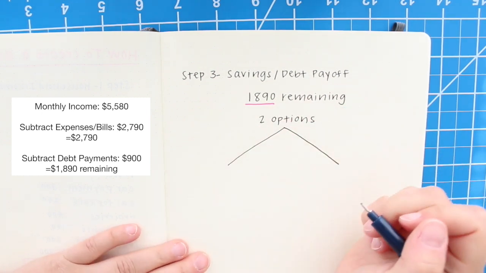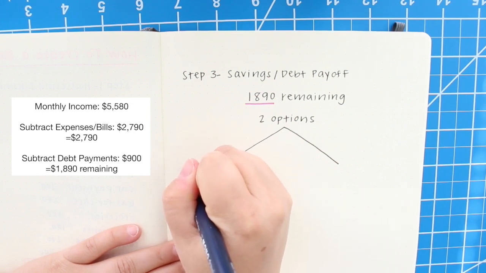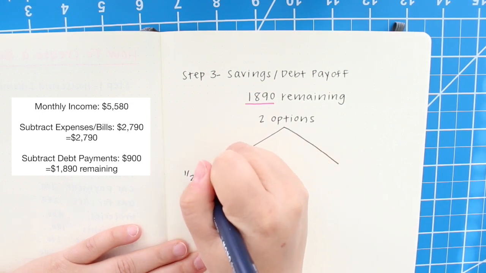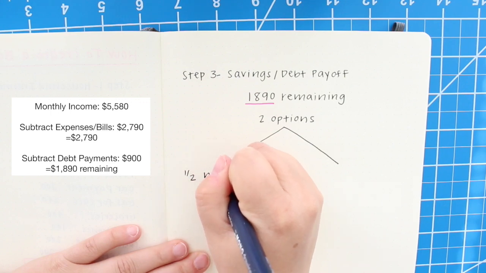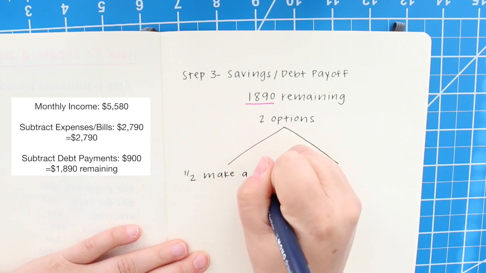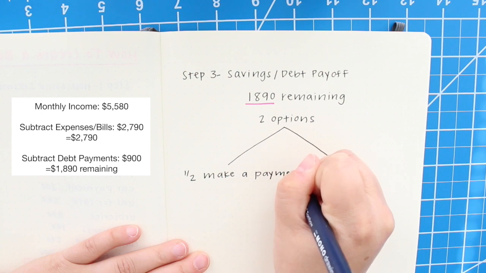In the description box down below, I'm going to leave you 2 books that I would definitely recommend reading if you have any type of debt at all. So I'm going to give you 2 examples of how you can do these 2 things.